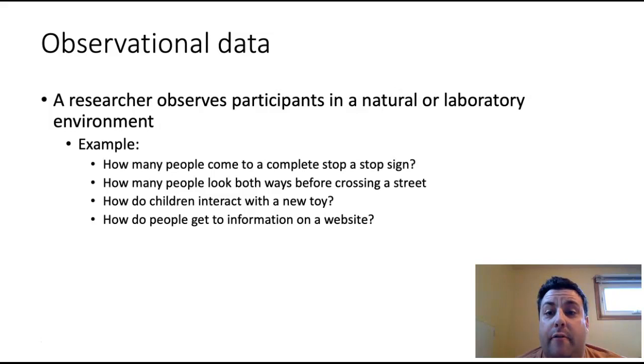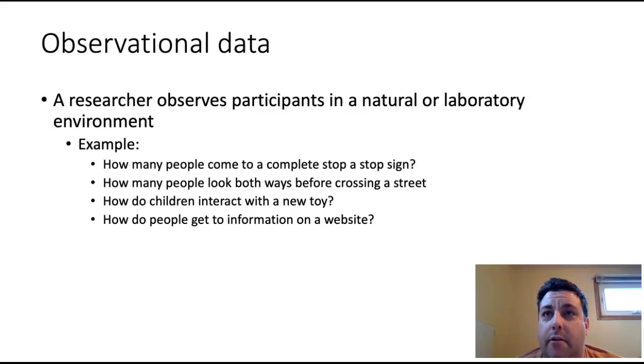So the next category of data collection is observational data. And observational data is simply when a researcher observes a participant in a natural or a laboratory setting. So lots of examples of this. I've put just a few up there.